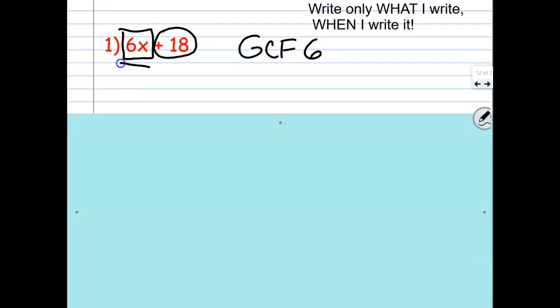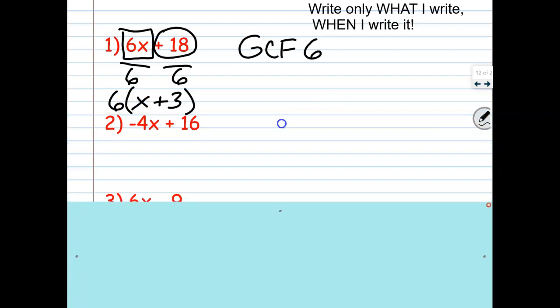Step 3, I'm going to divide. This little bar means division here. And then step 4, let's finish it up. So 6x divided by 6 is going to give me 1x, or just x. 18 divided by 6 is going to give me 3. And then now, for realsies, we can do step 4, put parentheses, put that 6 on the outside.